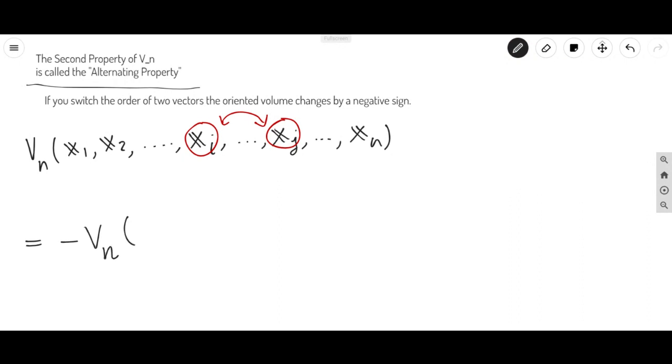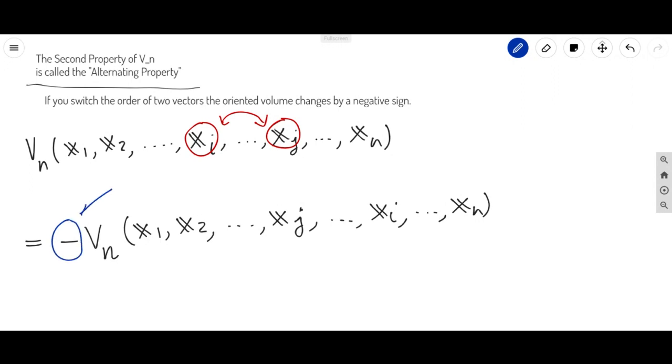So it'll be negative of V of x1, and so on. Everything else stays the same, but just those two vectors are being flipped. So now this one is xj, this one is xi, and everything else stays the same. The important thing here is you have to realize that you now have that minus sign that comes up. So it says that if you have two vectors in your volume form and you flip them, you flip the orientation. A flip in the order of the vectors corresponds to a flip in the orientation of the volume.